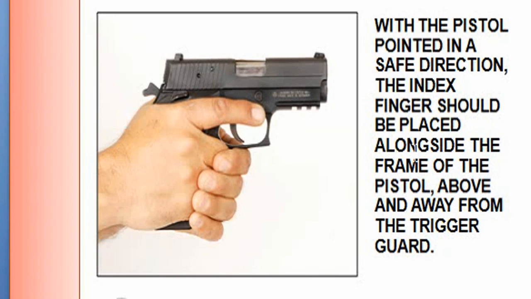The index finger should be placed alongside the frame of the pistol, above and away from the trigger guard. This is kind of pushing it, the way we've got this finger. This is kind of an incorrect demonstration. I would have the finger right about there. That would be much better.